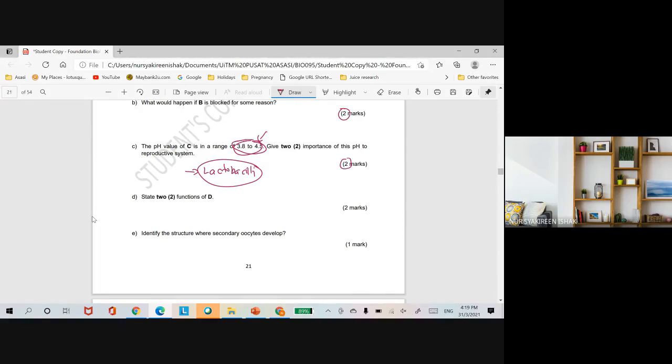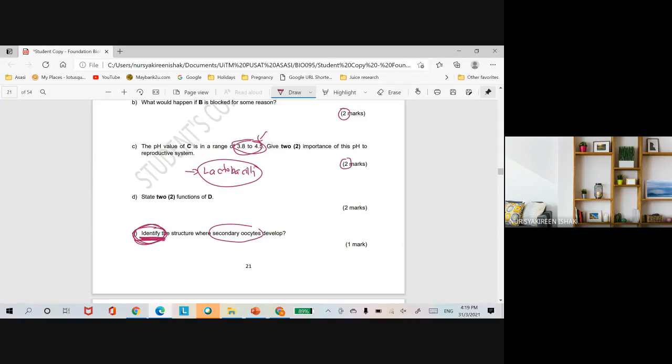Okay, so the next question, identify the structure where secondary oocyte develops. So this is so easy lah, kan? So the answer will be oocyte. But if you look at the question, ni saya bagi tips lah untuk jawab exam, kan? When the question uses these keywords, it says identify, kan?